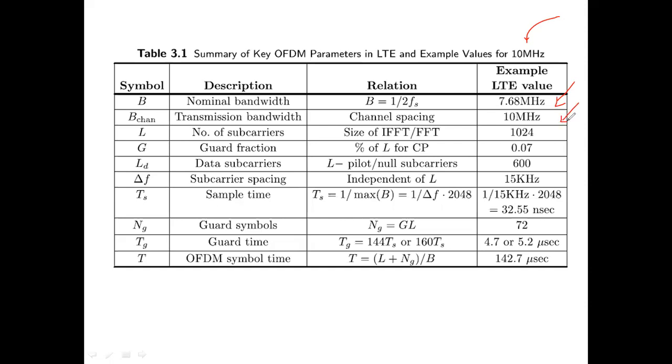7.68. Why? Because the total bandwidth at our disposal is 10 megahertz. As I told you, the guard band and all those things come into the picture, right? That's why what we actually get is 7.68 megahertz only. And L, the number of subcarriers, is the size of FFT and IFFT. In the classroom we do 4, 8, but they employ commercial values like 512, or 1024, and it can even go to 2048. That is the L value that they usually take.